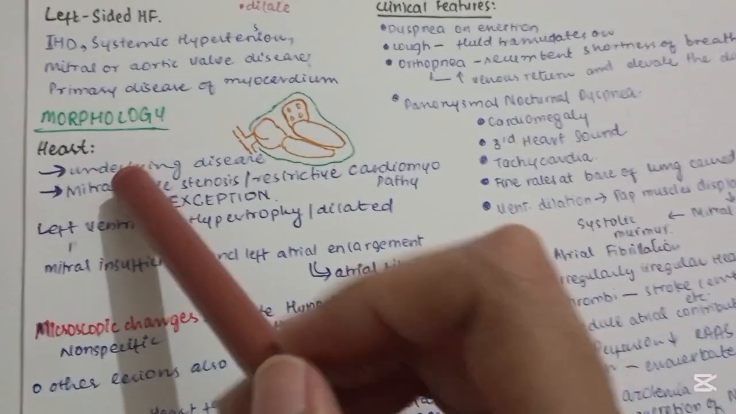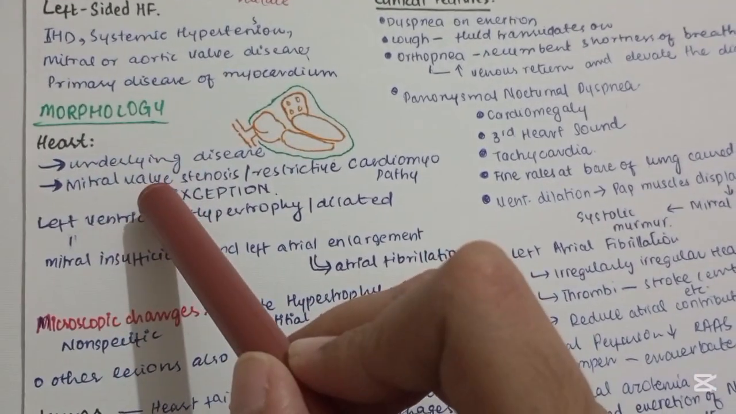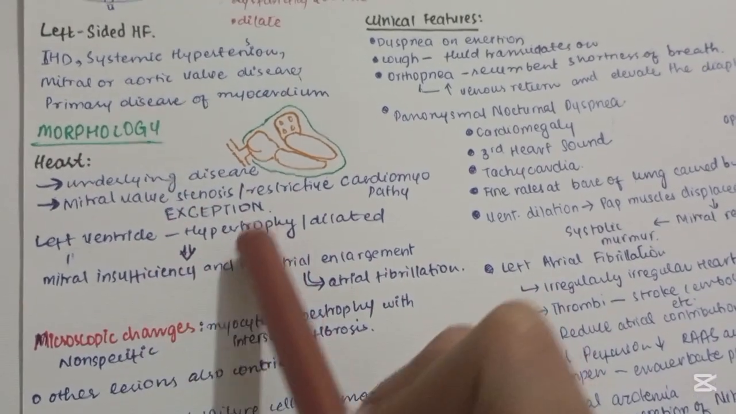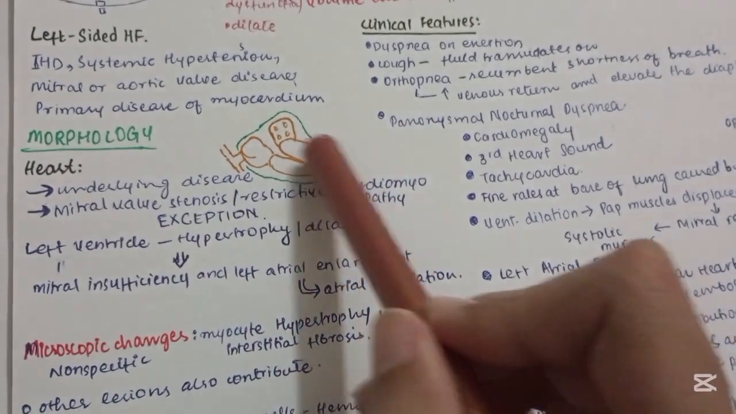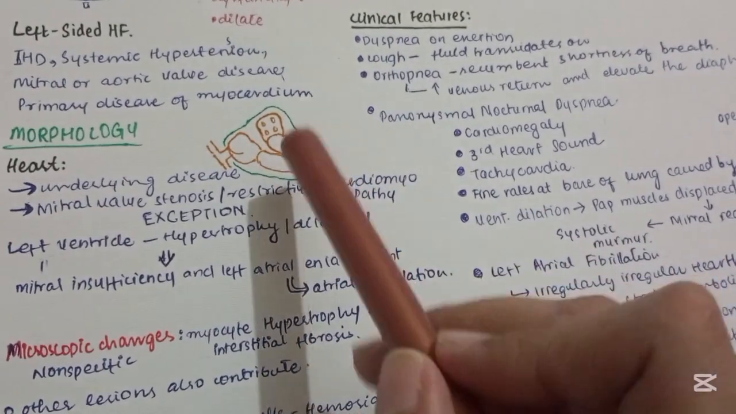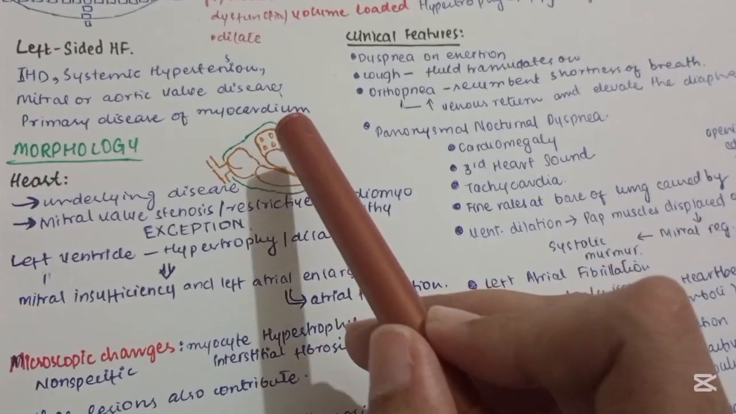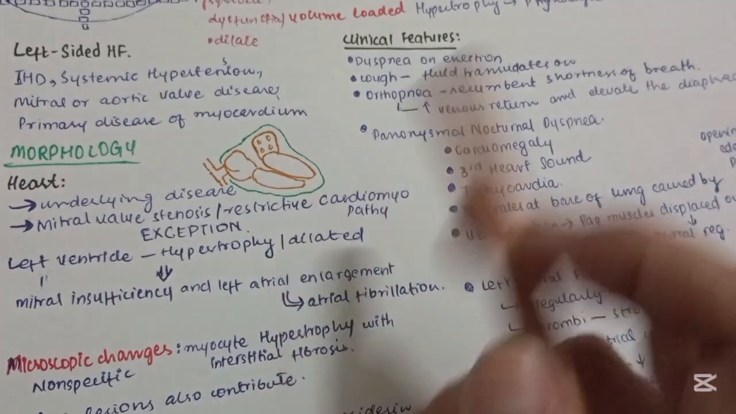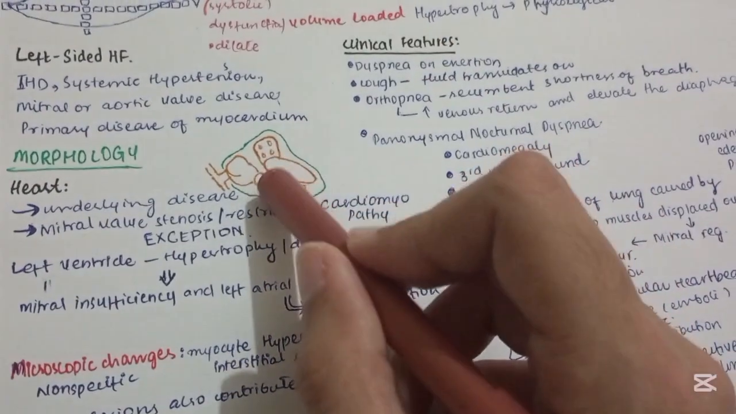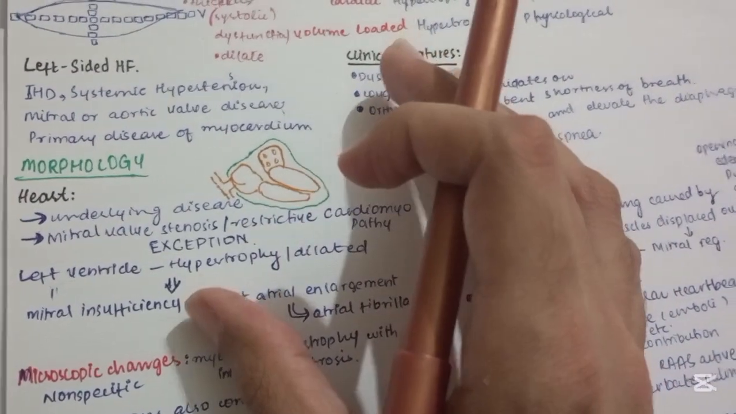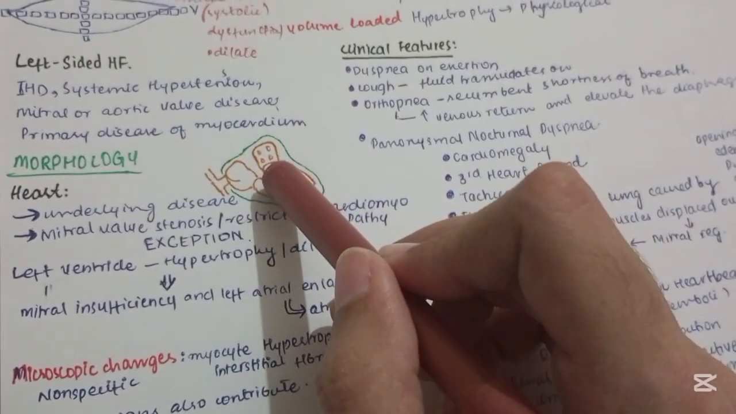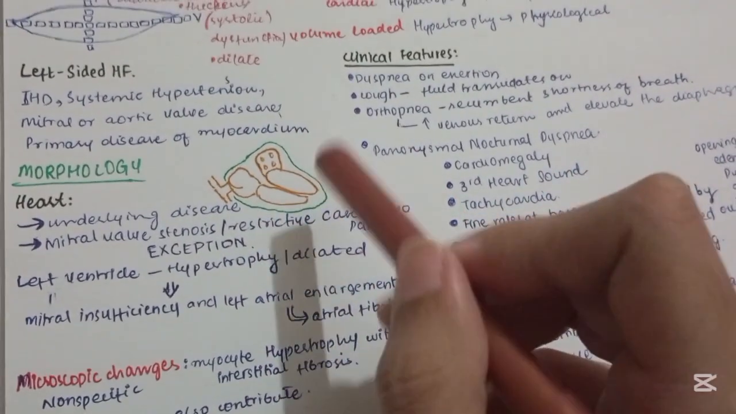Now let's move toward the morphology. The morphology of the heart will depend on the underlying disease that is causing the heart failure. But mostly there is left ventricular hypertrophy. With time there is left ventricular dilation, and there is increased pressure in the left atrium. Here, when the left ventricle dilates, the papillary muscles are also displaced outward, and with their displacement, regurgitation of the mitral valve occurs.